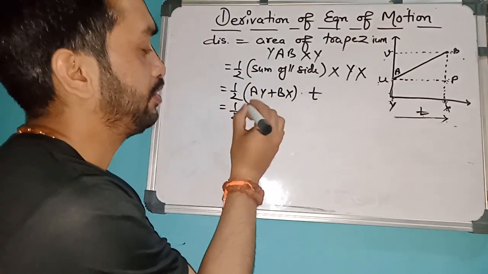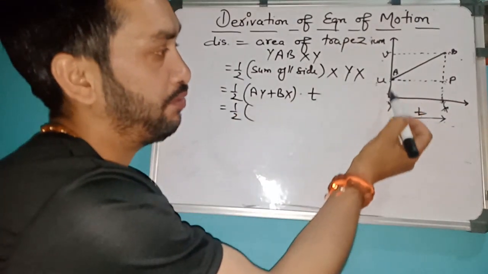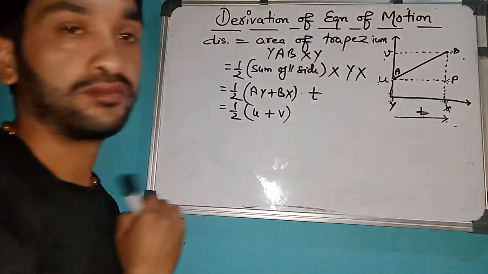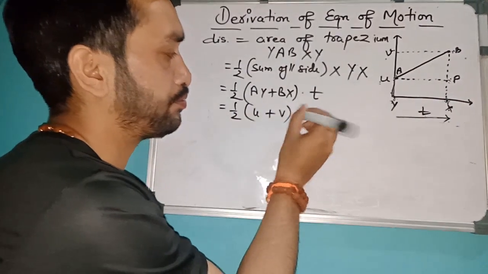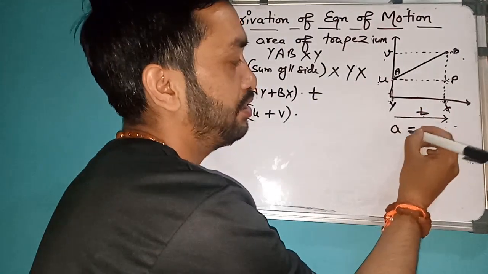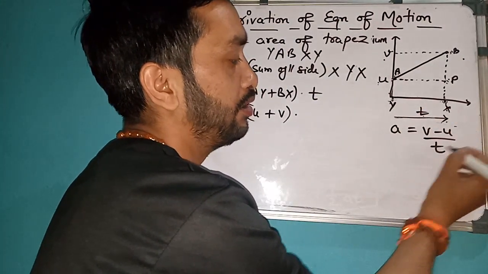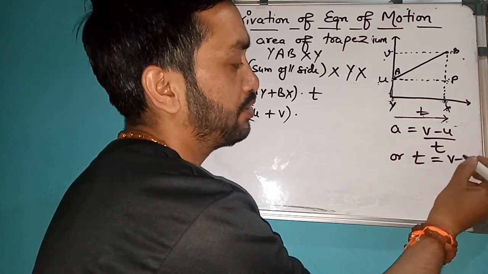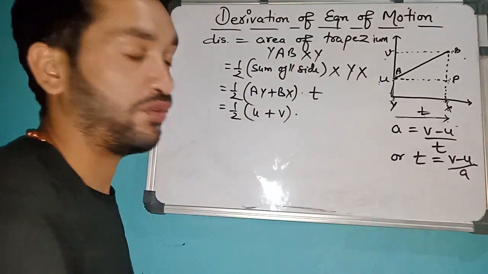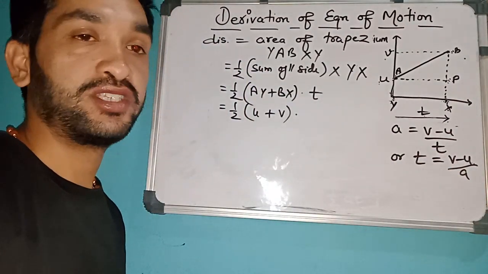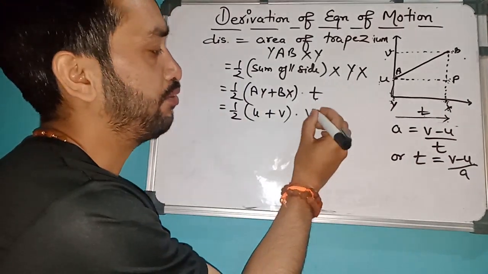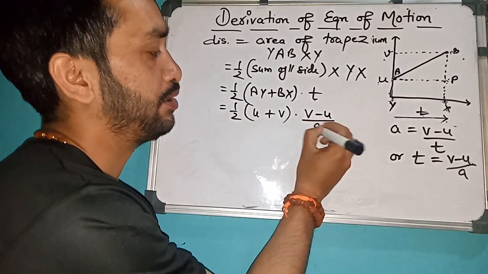See, half into, what is AY? AY is equal to u. BX is equal to v. Half u plus v, into t. If you want to take t, let us go back to the same equation, acceleration equal to v minus u by t, or I can write t equal to v minus u by a. Why am I doing it like this? Because I want to make some arrangements. So I will take t as v minus u by a, and instead of t, I can write v minus u by a.